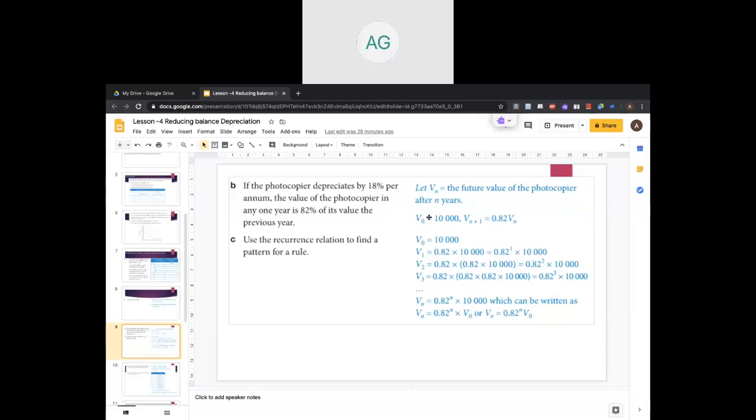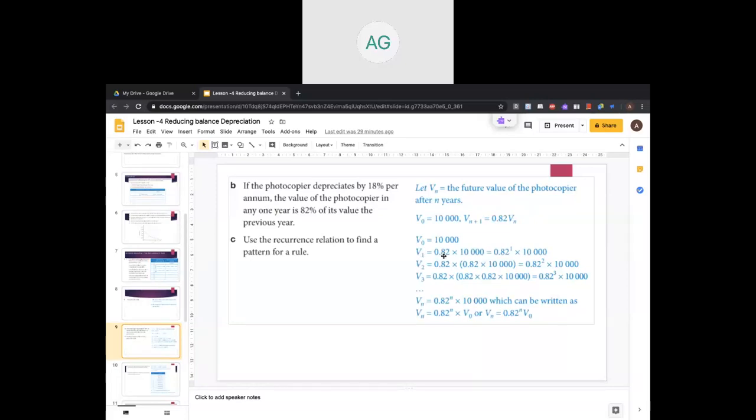We use V0 as an initial value, that is $10,000. Then Vn plus 1 is for the next year, so 0.82 times Vn, where V0 is the original value, 10,000. If we want to calculate the depreciation after the first year, instead of doing that table before, we can do this as well.